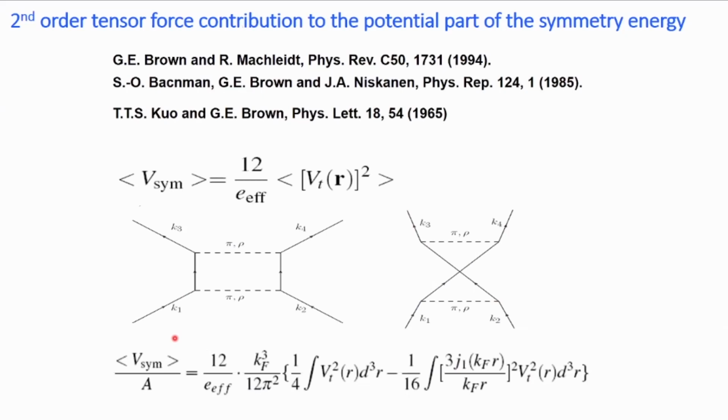Okay, now at the mean field level, if you have a spin saturated system, the tensor force doesn't contribute to the symmetry energy. But people have known, at least since the earlier work by Thomas Kuo and Jerry Brown, that the tensor force has a strong second order contribution. Okay, so these are the direct and exchange terms. If you just use plane waves for the two nucleons, you can evaluate the tensor force contribution through this second order diagram to the potential part of the symmetry energy.